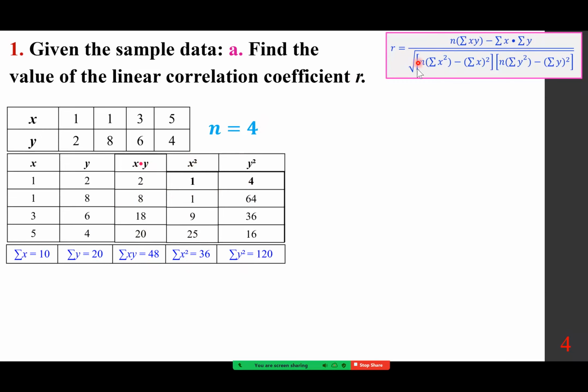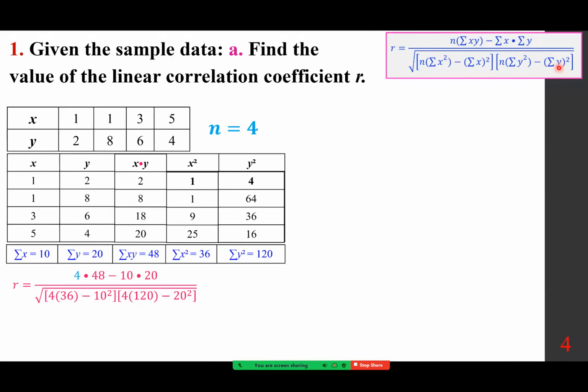Divided by the square root of, again, n is 4, summation of x squared, 36, minus summation of x, 10 squared. And this one, n is 4, summation of y squared, 120, minus summation of y, 20 squared.